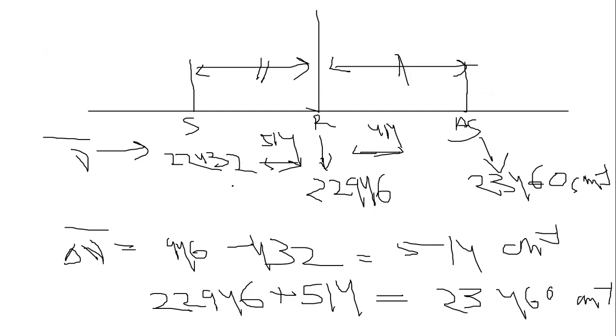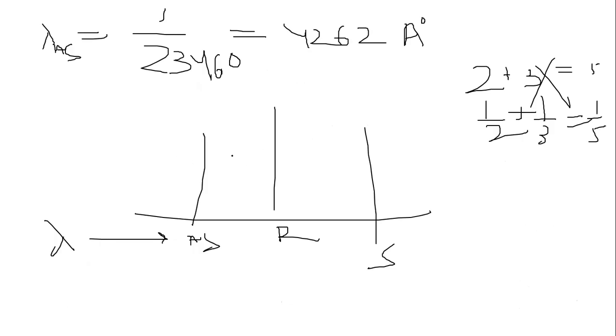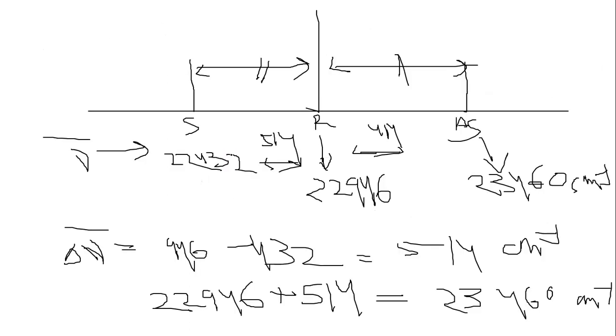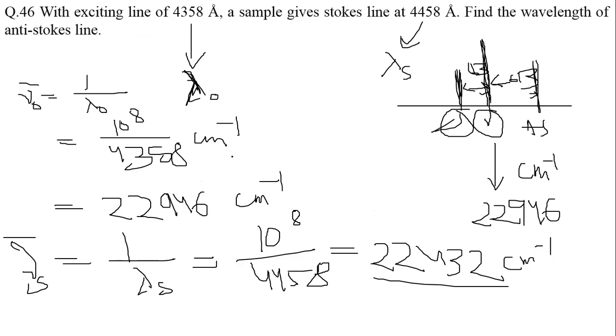If you are considering in terms of wave number only, then you can say the separation between Stokes and Rayleigh is equal to the separation between Rayleigh and anti-Stokes. But in the wavelength limit, they are not equal. So in order to find the position of these lines in wavelength unit, we will first convert the wavelength unit to wave number unit, calculate in terms of wave number, and at last convert it to wavelength. Is it clear to you?